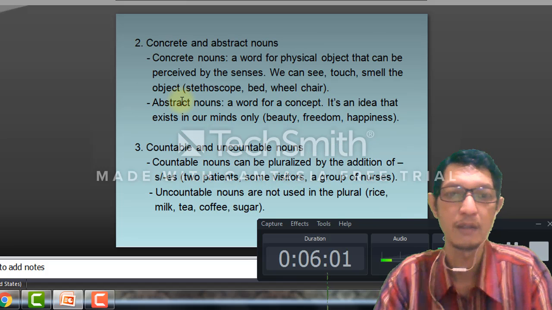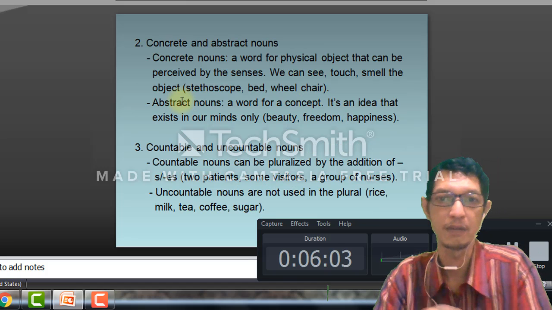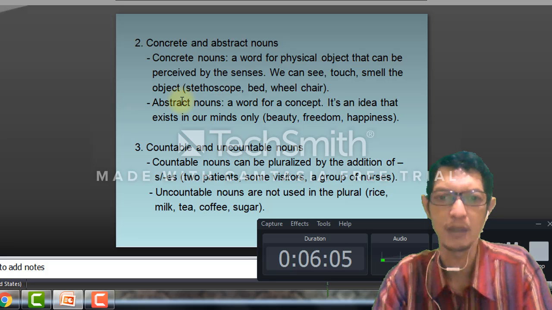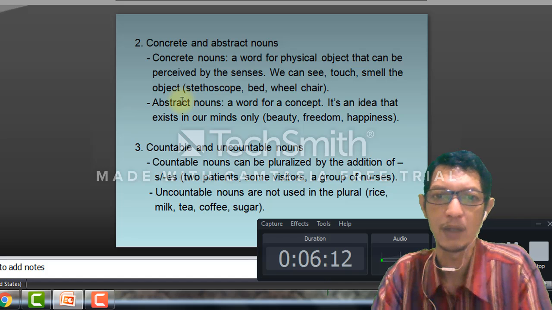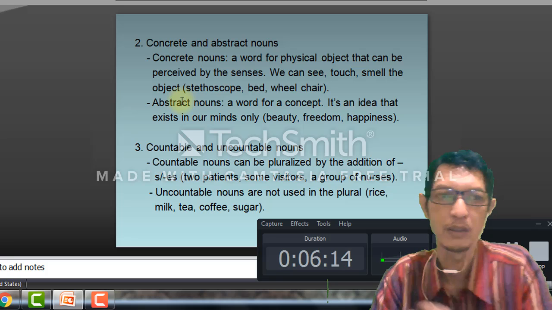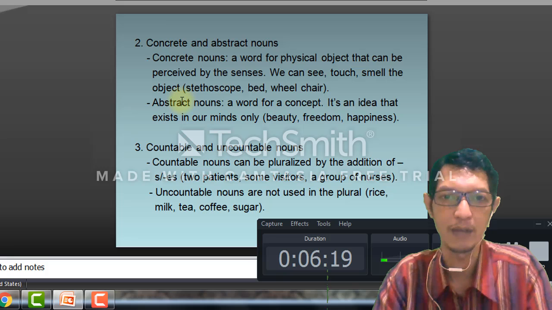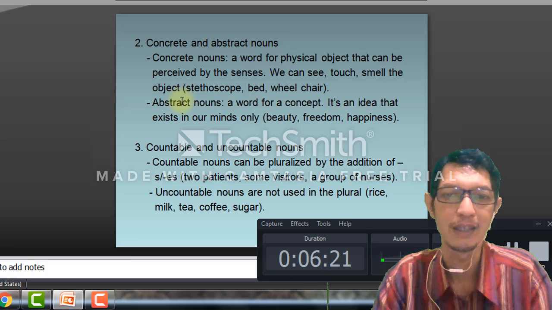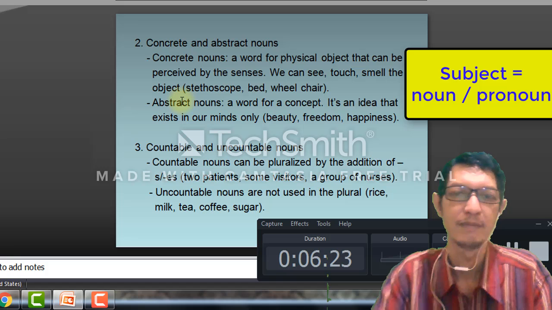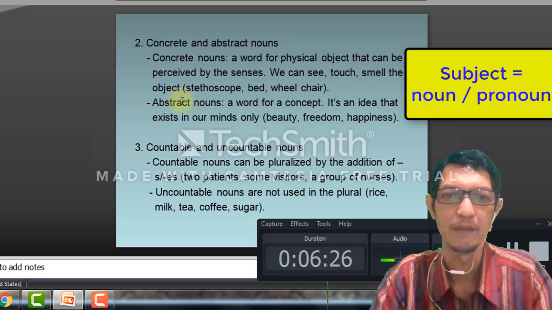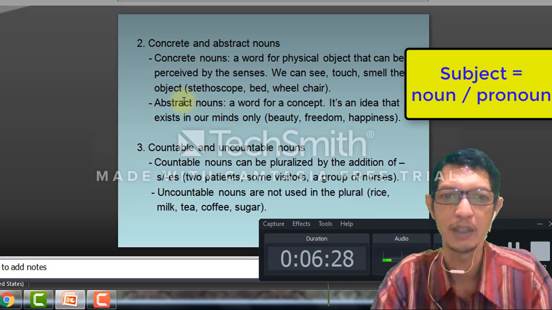And we also have another type of noun. We have concrete nouns. We also have abstract nouns, countable and uncountable nouns. So we will not discuss the types of noun one by one. I just want to make it simple: any type of noun can be used as subject. Okay, remember, if you have to find a subject, try to find a noun, any type of noun.